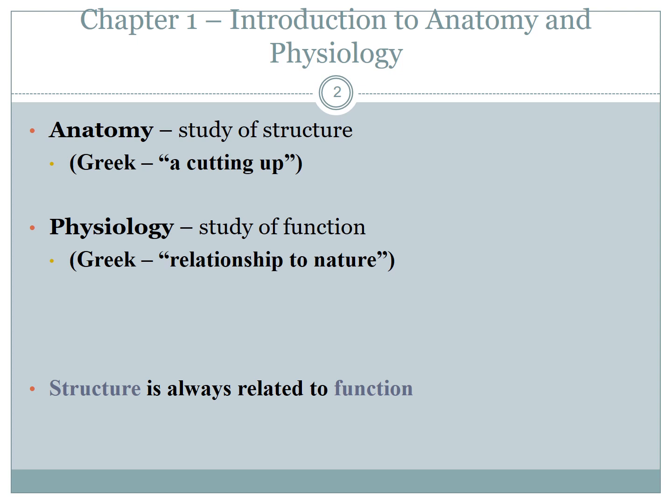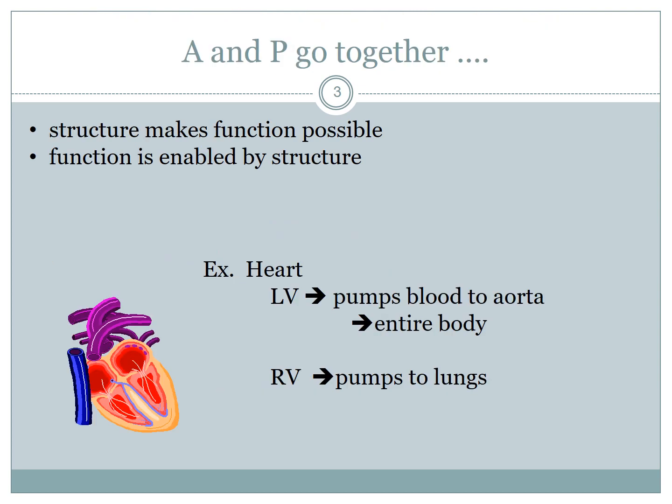Let's go through a few examples. Anatomy and physiology always go together. The structure of an organ is what makes the function possible, and the function is enabled by the structure. We'll be studying the cardiovascular system later on this semester. The lower chambers of the heart, the ventricles, are pumps that pump blood out of the heart.